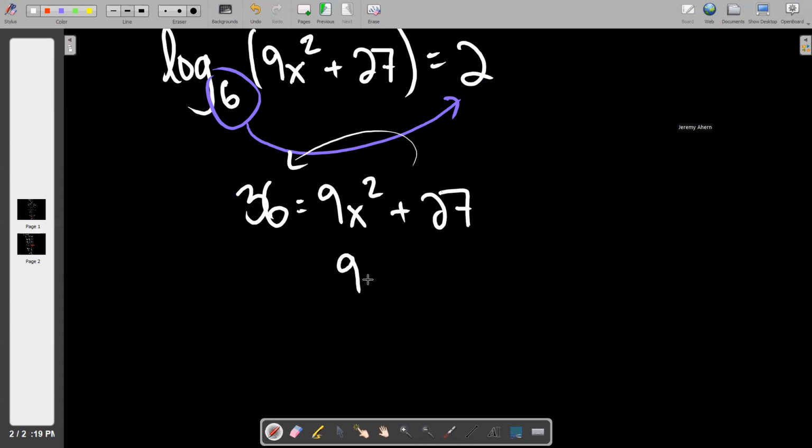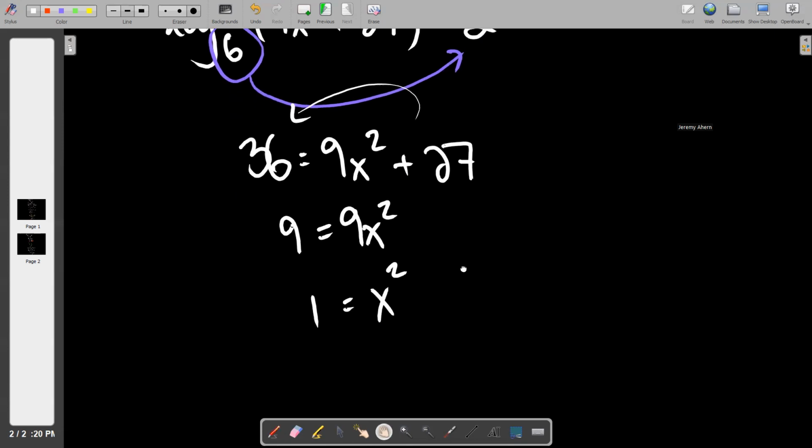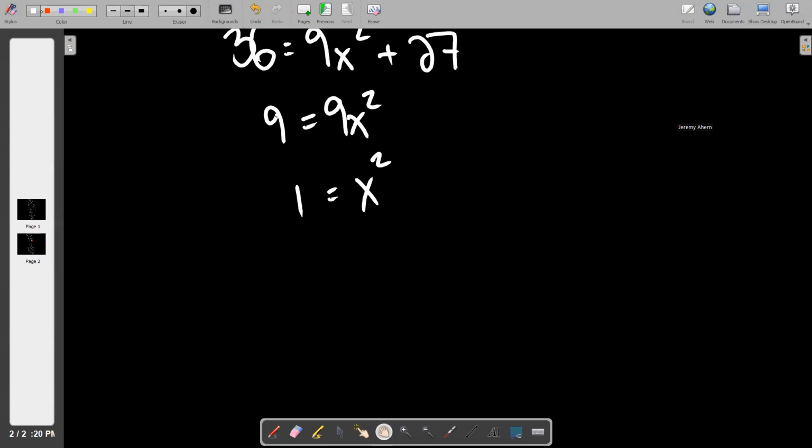So we're going to leave the 9x squared here. And what is 36 minus 27? It is 9. And when you divide both sides of this equation by 9, x squared then equals, and there are 2 solutions to this equation. What are they? Correct. Positive or negative 1.